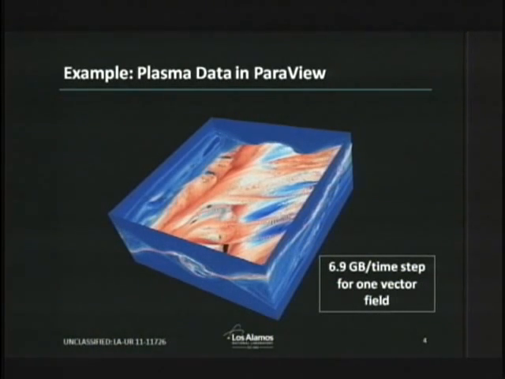So just putting an example up on the screen real quick. This is one of our plasma simulations. This is looking at magnetic reconnection in particular. For this particular run, one vector field worth of data for one time step totals out to 6.9 gigabytes of data. Now, in a typical simulation run, it's not unheard of to have hundreds to thousands of time steps running, multiple vector fields being saved, and a couple of scalar fields for good measure. And so as you can see, the amount of data that we're saving out from one simulation run adds up very quickly.